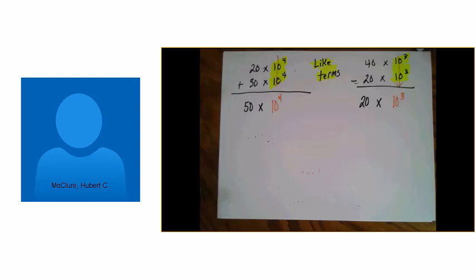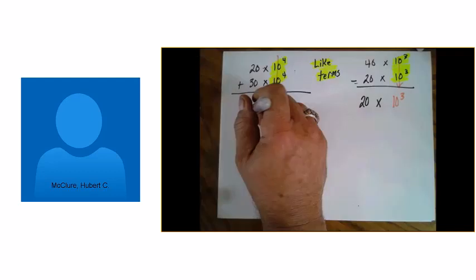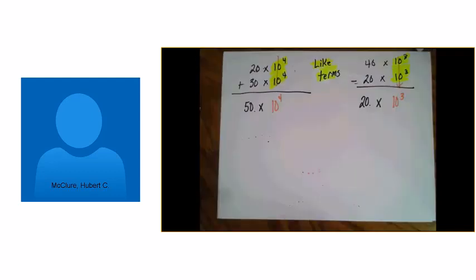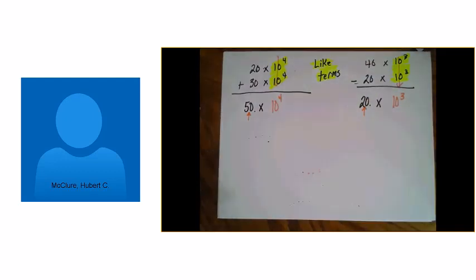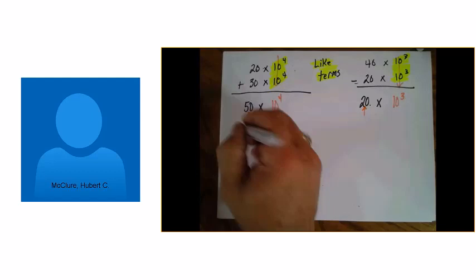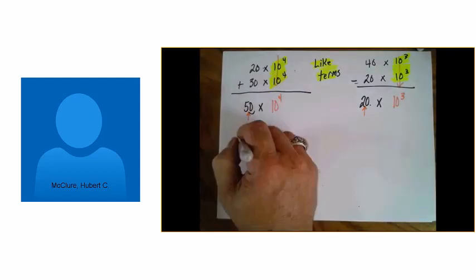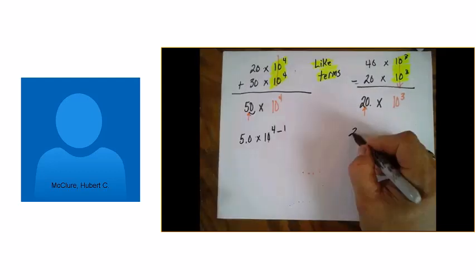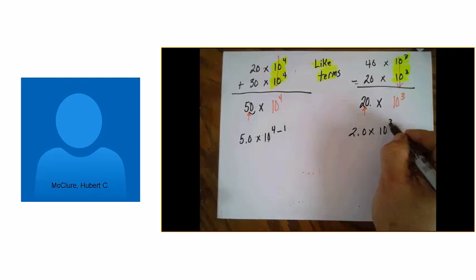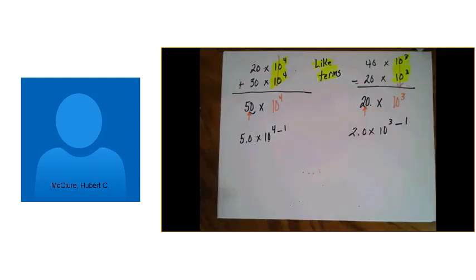Remember the definition of scientific notation. Are we done? No, we're not done. Because the definition of scientific notation says the decimal has to be where? Has to be to the right of the first number greater than 0. Which means I have to put my decimal right here and right here. And this is where things get mixed up for a lot of students. So that's 1 hump: 5.0 times 10 to the 4 blank 1, 2.0 times 10 to the 3 blank 1.